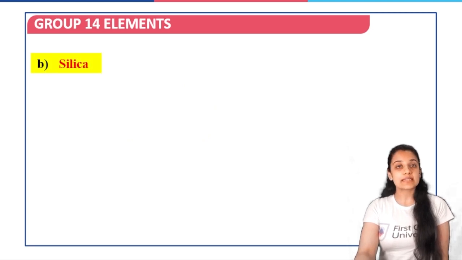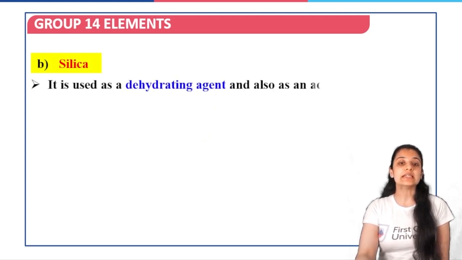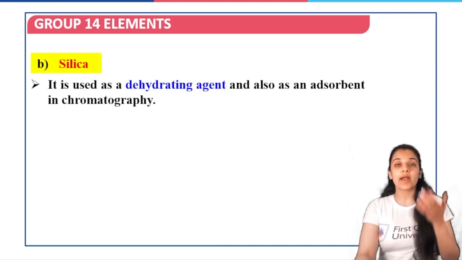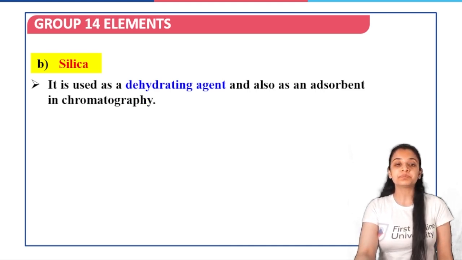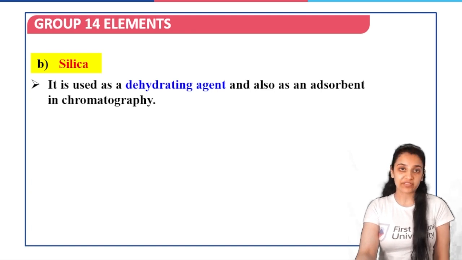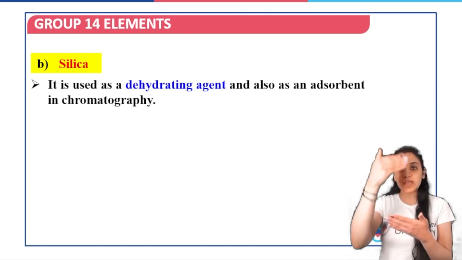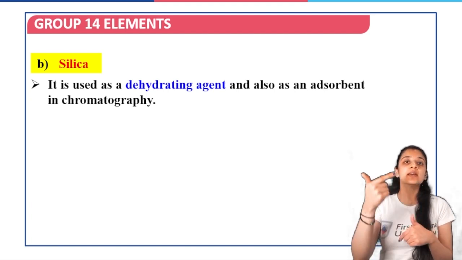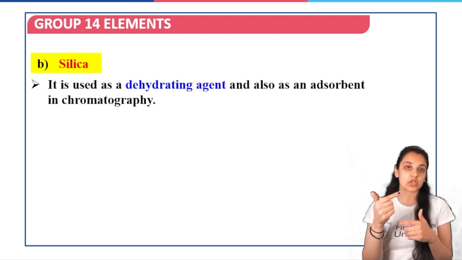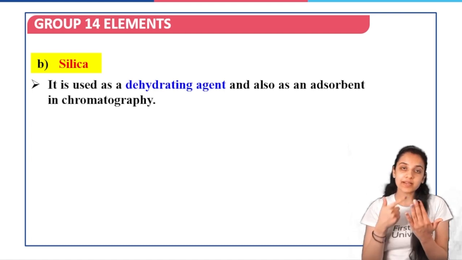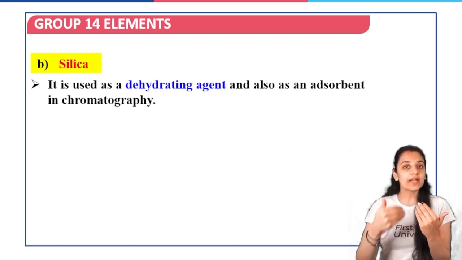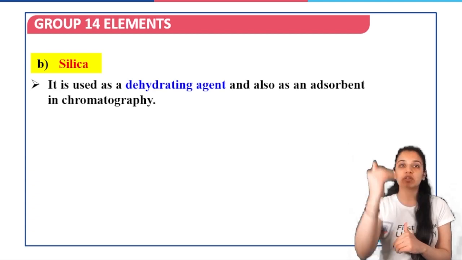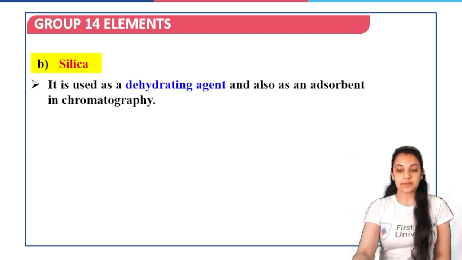Then when we talk about silica, silica is used as a dehydrating agent and it is also an adsorbent in chromatography. You must have heard of thin layer chromatography, TLC. In TLC, the column is actually made up of silica only, on which the adsorbate is going to travel. So it acts as the adsorbent, and the adsorbate, depending upon its Rf value or its solubility in that particular solvent, will travel onto this silica phase.